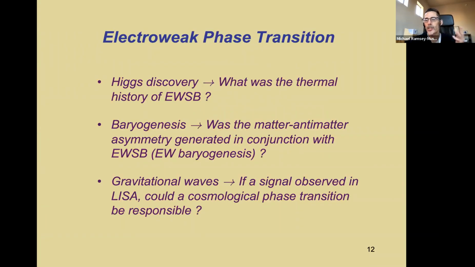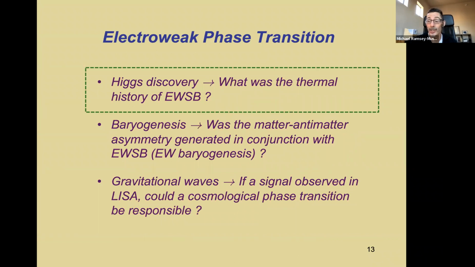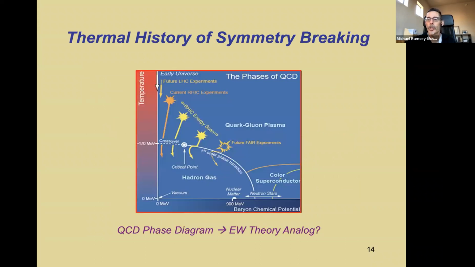And so why is the possibility of an electroweak phase transition interesting? From my standpoint, there are 3 answers to that question, listed in the bullets here. The first is, with the discovery of the Higgs boson, the nature of the thermal history of electroweak symmetry breaking is front and center. The second and third have to do with implications for the matter-antimatter asymmetry and gravitational wave probes, which I'll come to in a minute. But I want to take a little time on this first bullet because it's the one that gets the least attention, I think, in our communities, and I think it's important. And I want to do that by analogy to what's been happening in the study of the thermal history of quantum chromodynamics in our field. Here is a cartoon of the QCD phase diagram.